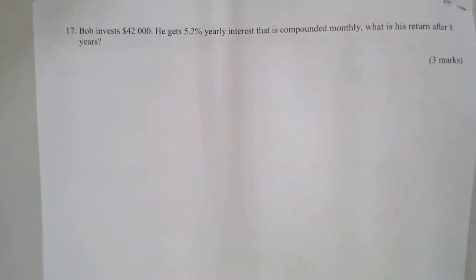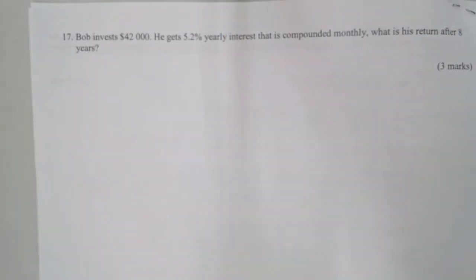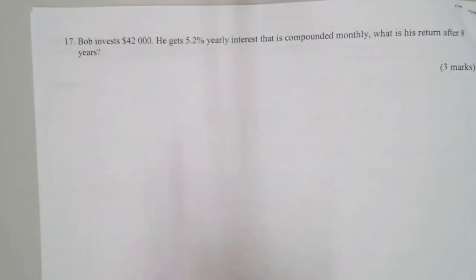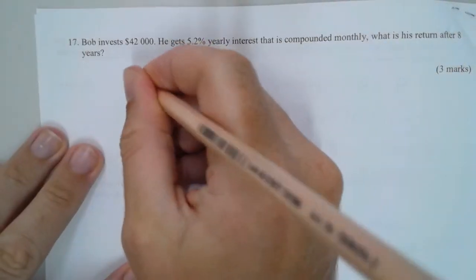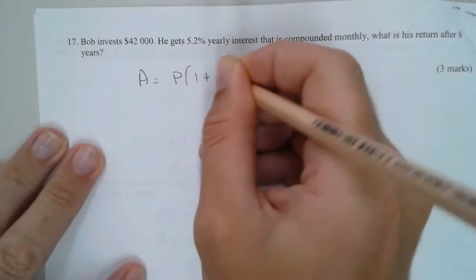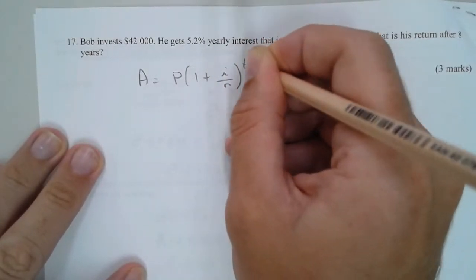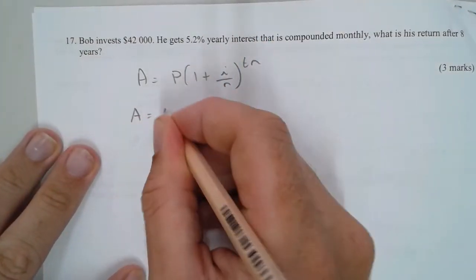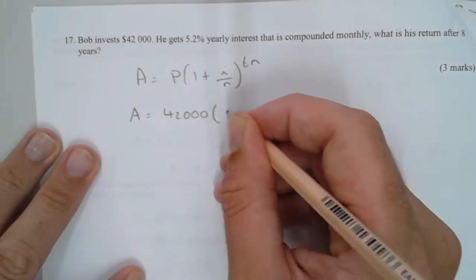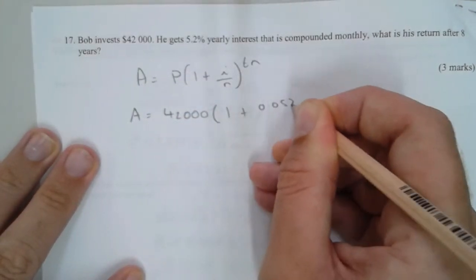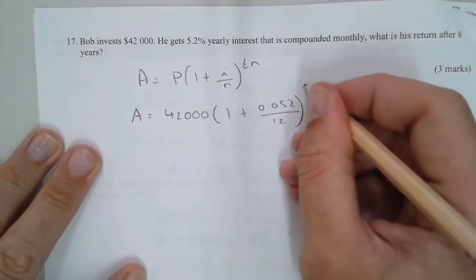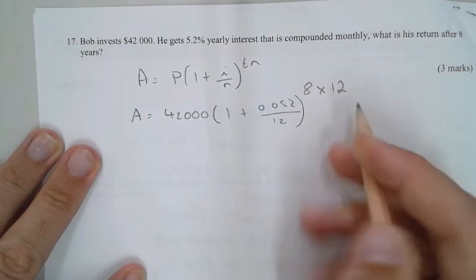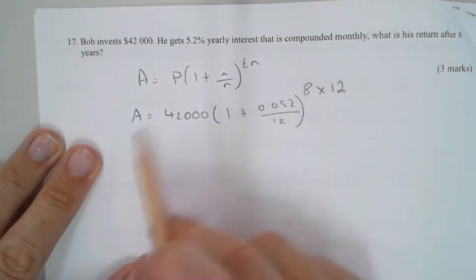Final question, 17. Bob invests $42,000. He gets 5.2% yearly interest that is compounded monthly. So all you need to do is this is our compounded monthly formula. We know he invests $42,000. His interest is 0.052. Now compounded monthly means we're investing it 12 times a year, and 8 years times how much a month, so that's what we're going to substitute in.